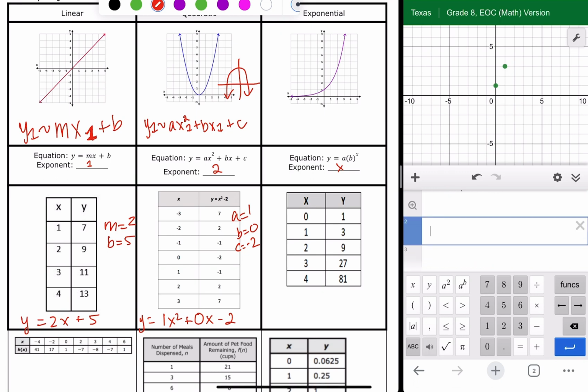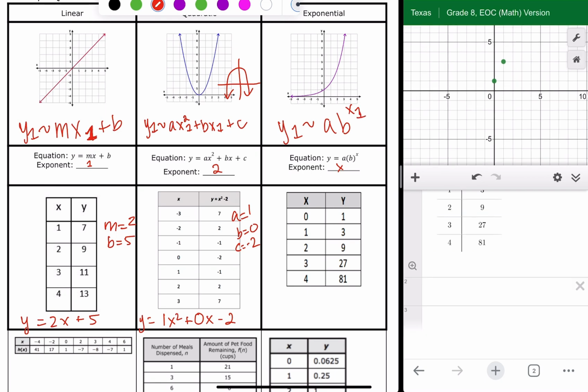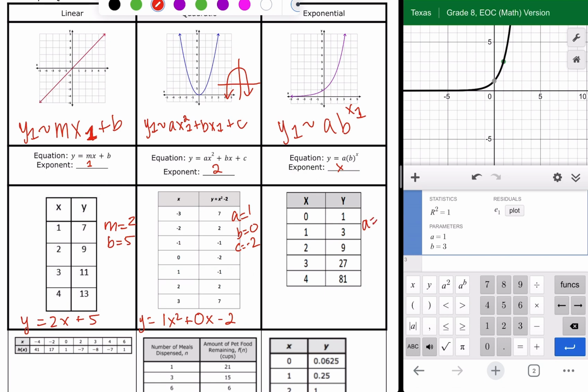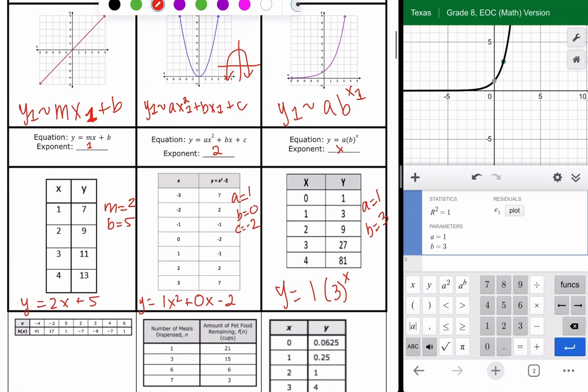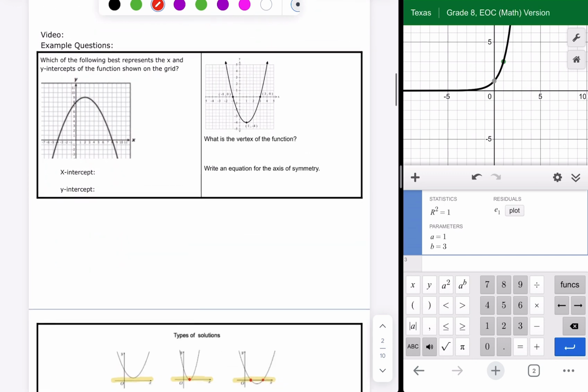And we're going to use that y1 squiggly line a times b to the x. We get a is equal to 1, b is equal to 3. So I have y equals 1 times 3 to the x. And that's it. So now for the next part, we have quadratic key features.